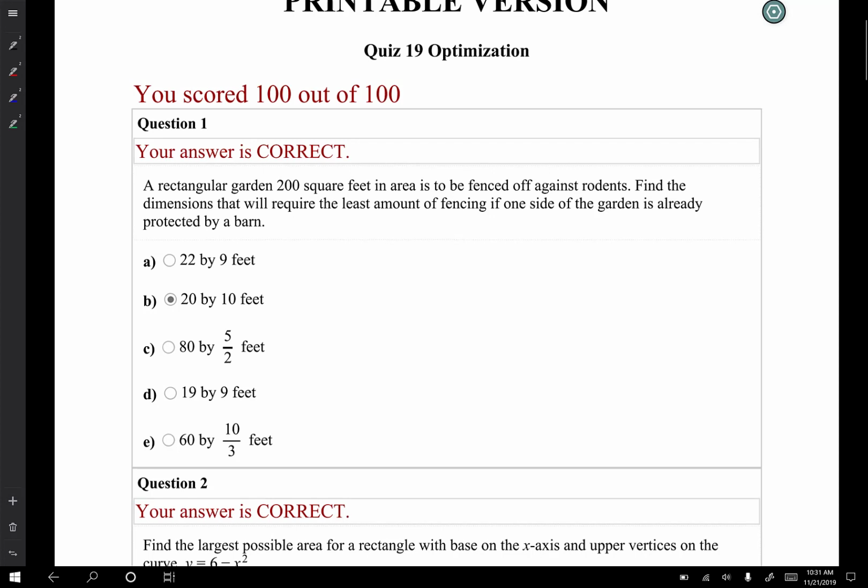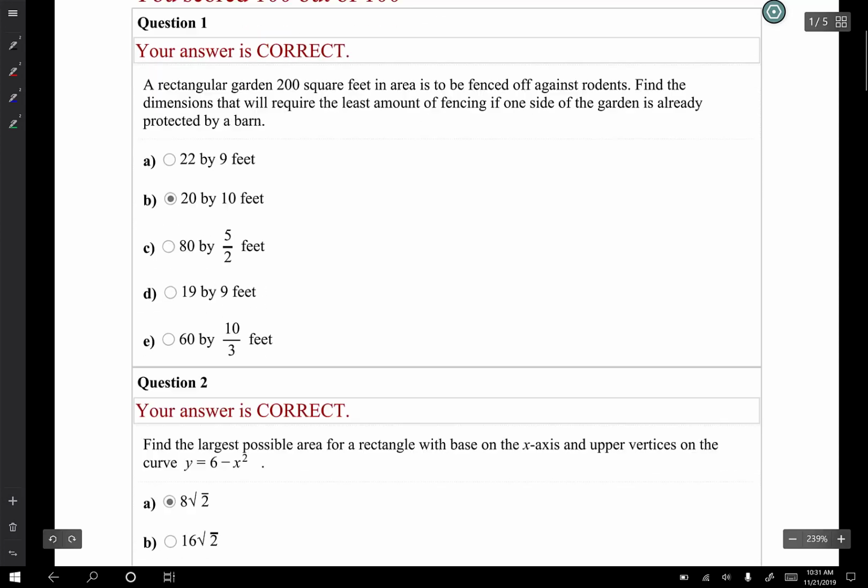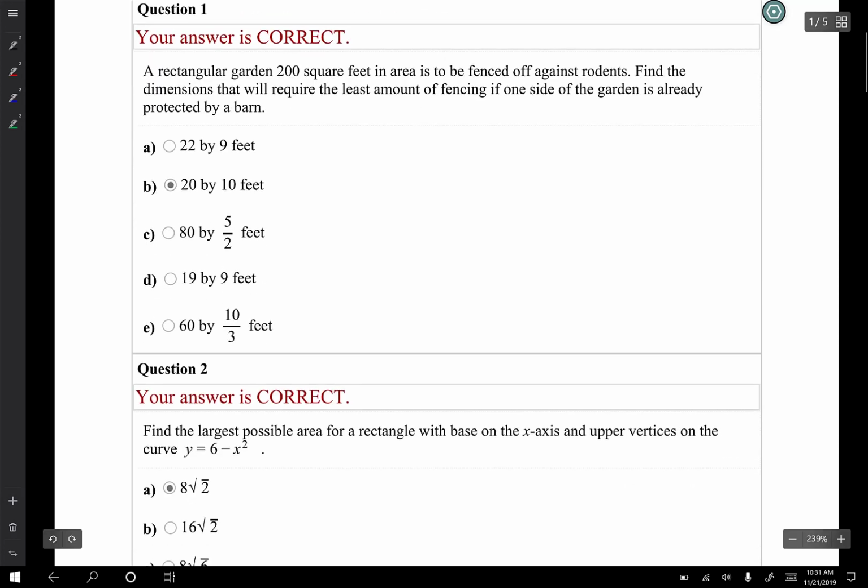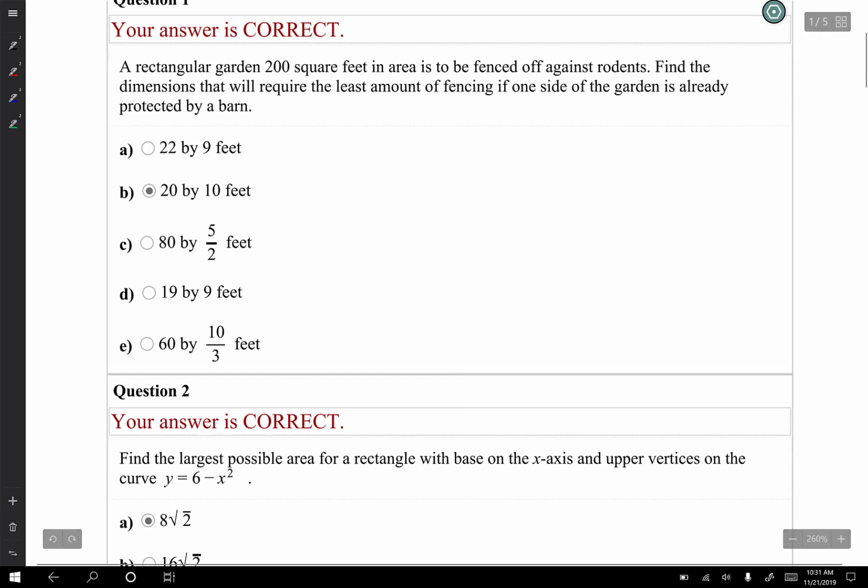It's like several installments. Alright guys, so here's quiz 19, optimization. The key on this one, guys, is just to make a model, and then from that model you're going to be taking a derivative. So let's get started. A rectangular garden, 200 square feet in area.